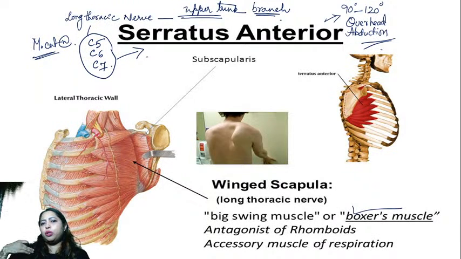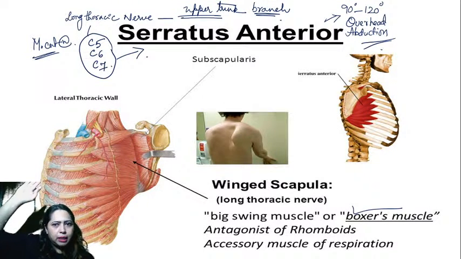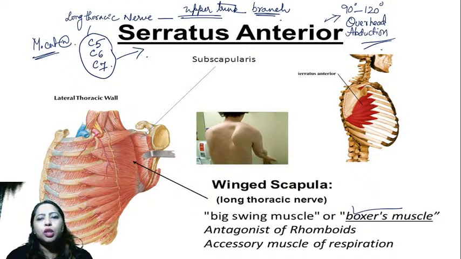So you lift your arm: 0 to 15 degrees is by supraspinatus. 15 to 90 is deltoid. And when you go over the head, 90 to 120, that is done by serratus anterior. So now you can see that the action of the serratus anterior is to rotate the scapula. It is for rotating the scapula when you lift your arm in an upward direction.